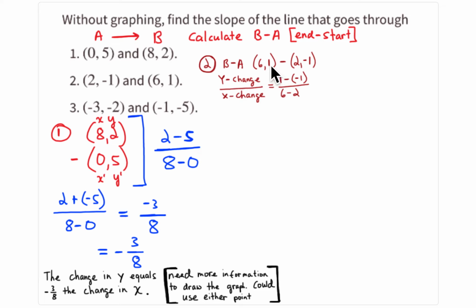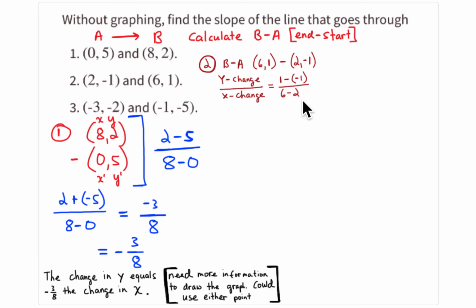I'm sorry, it's 1. This is the ending amount, subtracting the starting amount. So it's 1 minus -1. This is 1 minus -1 and 6 minus 2. This is the ending amount, and this is the starting amount. So it's 6 minus 2.